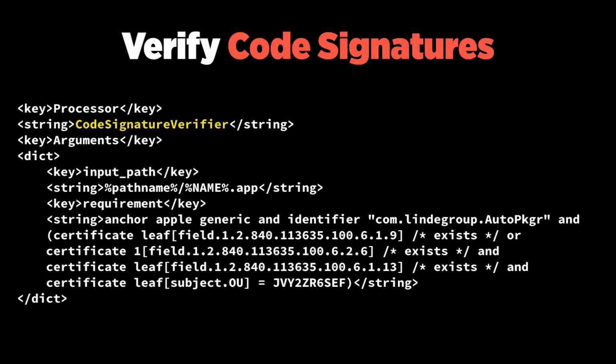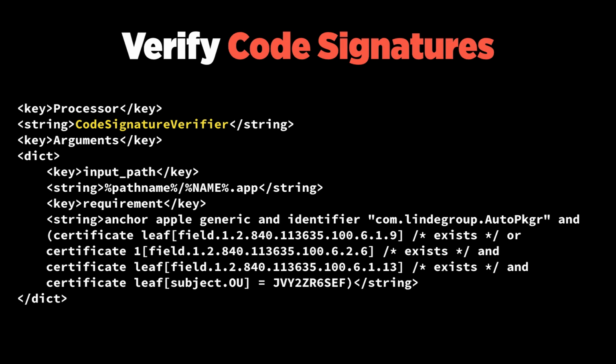Next is verifying code signatures. This applies both to people who are running AutoPkg recipes and people who are writing them. People who are writing them should always use code signature verification whenever possible. If the app supports it, you should put in a code signature verifier processor. And it's really easy to do. I'm even going to show you a little Automator service that I wrote that you can grab and use if you're writing recipes. It's very useful.